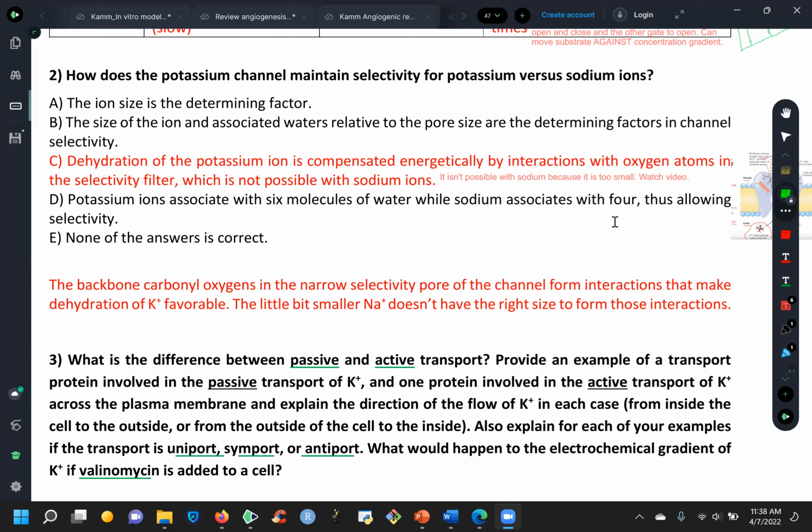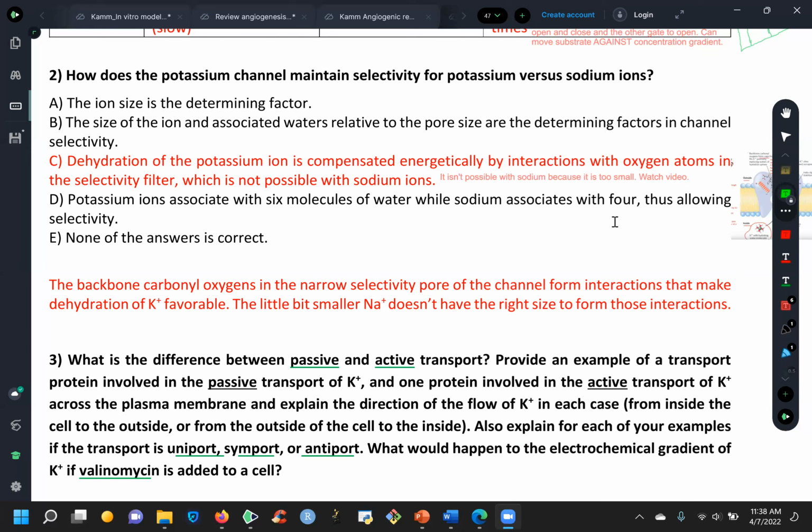Now, a question that they might want to ask you on an exam or a quiz is, if potassium and sodium are really close to each other on the periodic table, they have a lot of the same characteristics, they both have a +1 charge, so how come sodium can't pass through this filter?